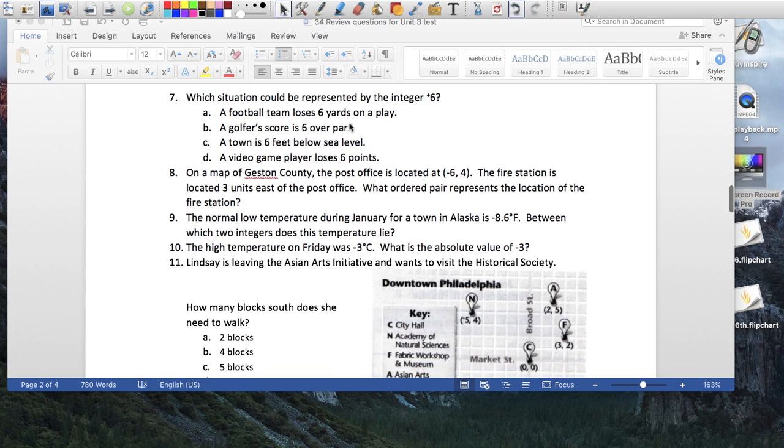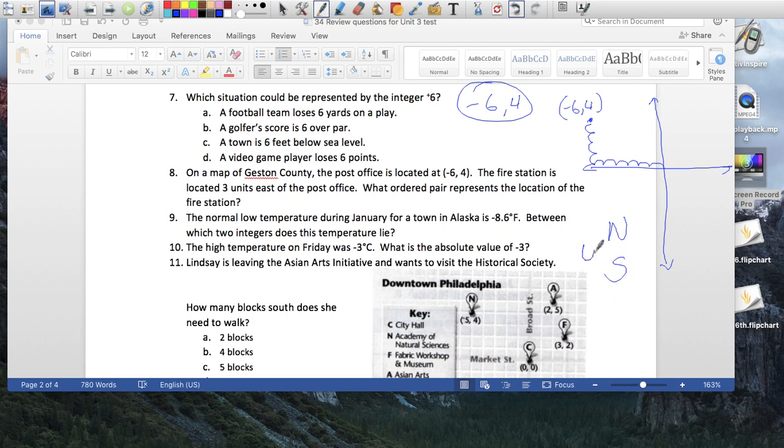Number 8. On the map of Justin County, the post office is located at (-6, 4). Again, I'm going to draw a coordinate plane. For the post office, negative 6 and 4 would be 1, 2, 3, 4, 5, 6, and then we go up 1, 2, 3, 4. So here is negative 6 and 4, and I can imagine that. Maybe on the test you want to create something like this. And it says we're going to go east. You do not need to memorize north, south, west, and east. East means we're going in that direction.